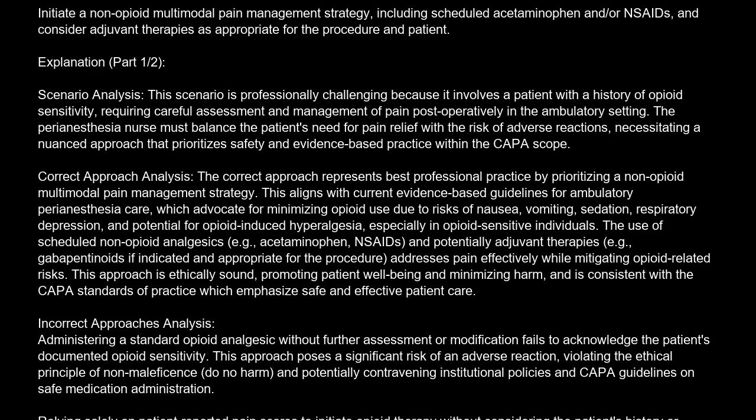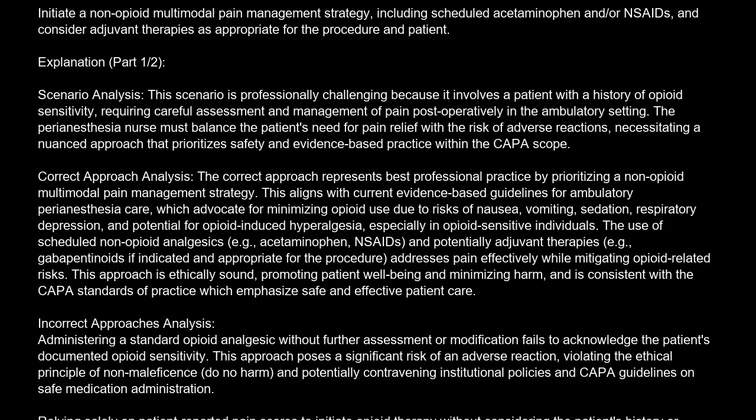This aligns with current evidence-based guidelines for ambulatory perianesthesia care, which advocate for minimizing opioid use due to risks of nausea, vomiting, sedation, respiratory depression, and potential for opioid-induced hyperalgesia, especially in opioid-sensitive individuals. The use of scheduled non-opioid analgesics, e.g., acetaminophen, NSAID, and potentially adjuvant therapies, e.g., gabapentinoids if indicated and appropriate for the procedure, addresses pain effectively while mitigating opioid-related risks.